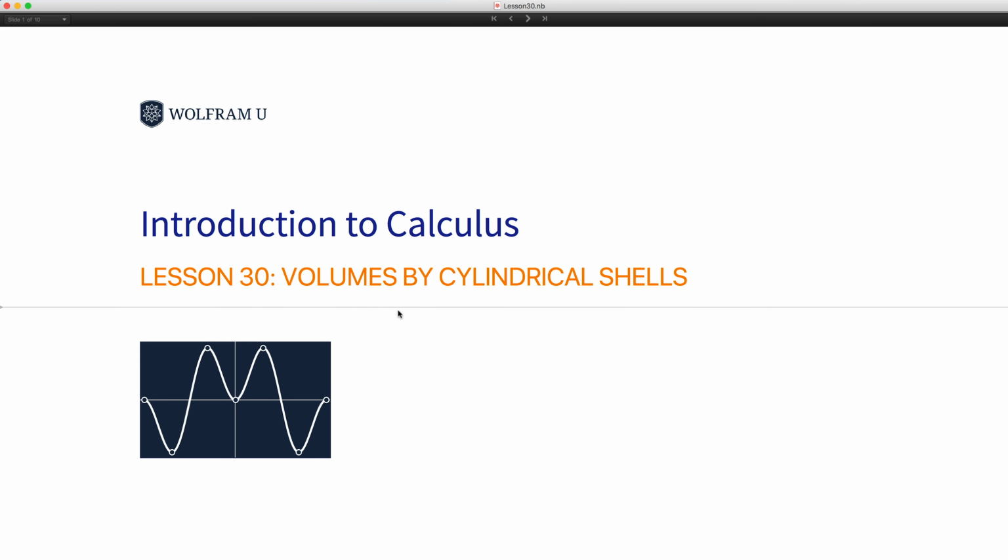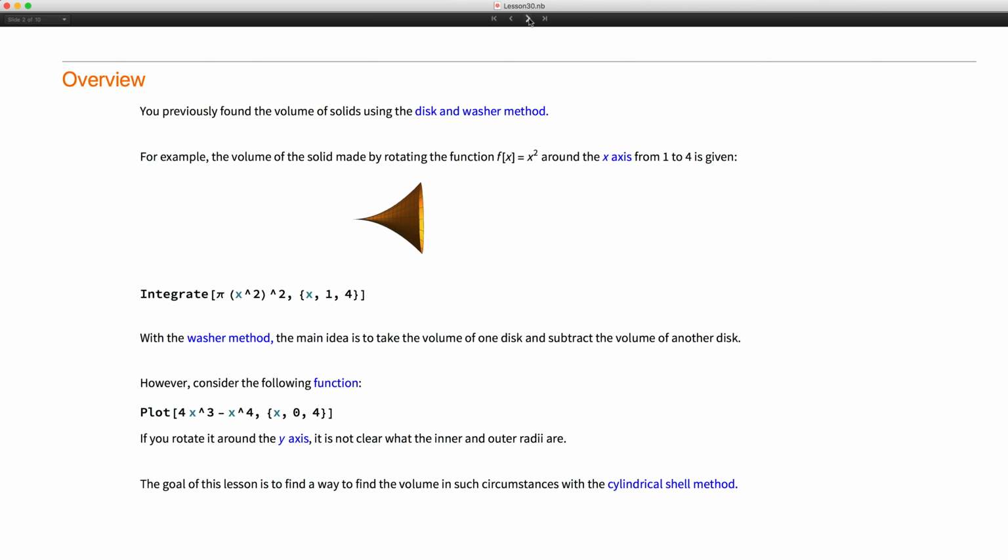Hello, and welcome to Lesson 30 of this Introduction to Calculus with Wolfram U. The topic for this lesson is volumes by cylindrical shells. So let's begin with a brief overview of the lesson.